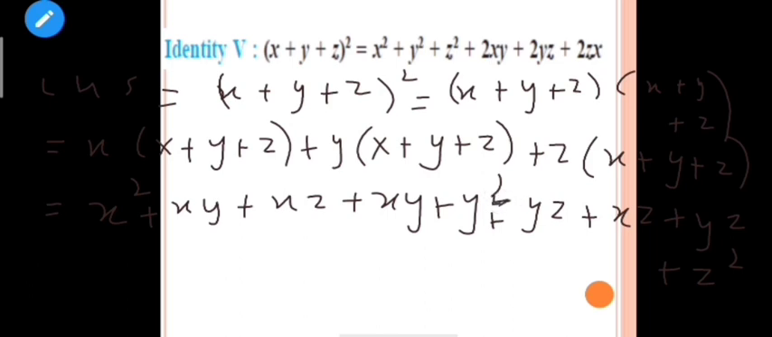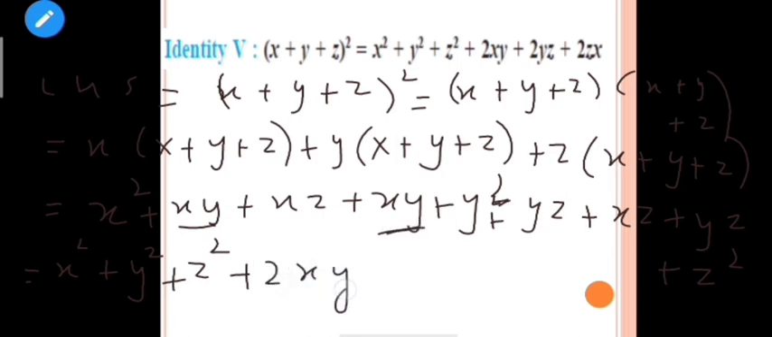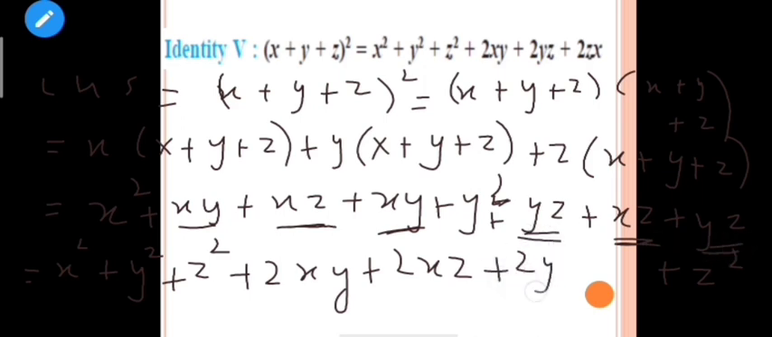After that I will look at the common terms. I am observing that x square is only one term, so I will write x square here. After that y square is also one term, y square here. z square is also one term, so z square here. xy and xy are two terms here, so I will write 2xy, because you know that like terms will be added and unlike terms can't be added, right? Again I find xz is also there twice, so I will write 2xz here. yz is also two terms, so I will write 2yz here.